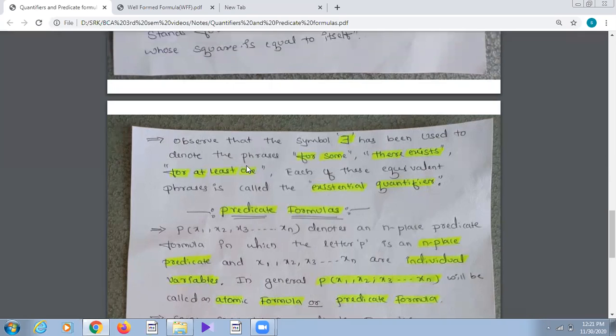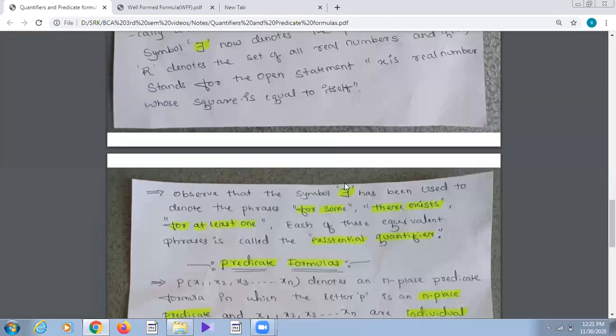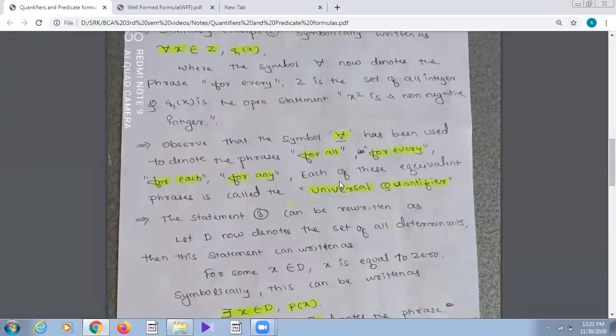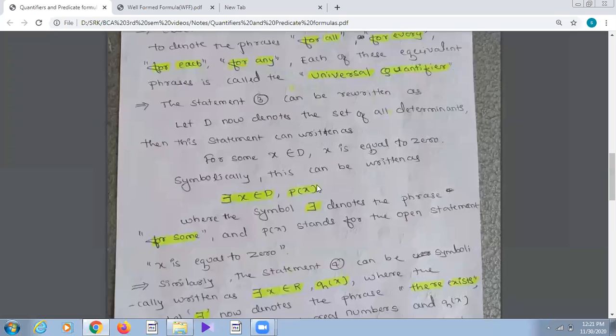The quantity is telling about some part, not all. So that's why this is the existential quantifier, and the existential quantifier symbol is this symbol. Here this is the universal quantifier, and these phrases are telling about all the quantity. So that's why this is the universal quantifier, and this is the symbol for the universal quantifier. So remember this concept, that is quantifier.